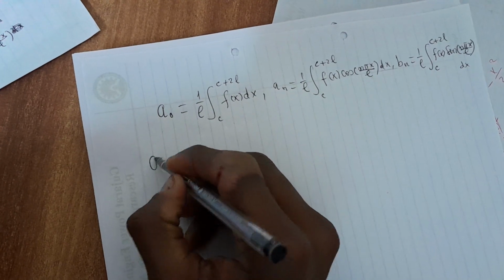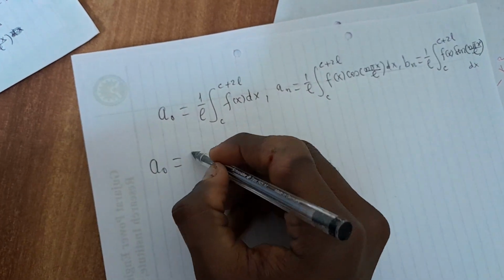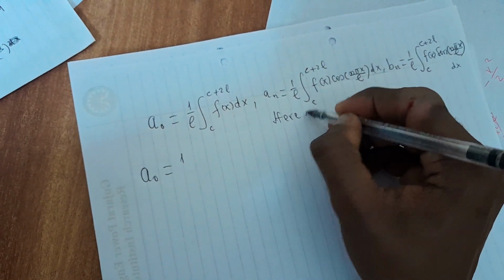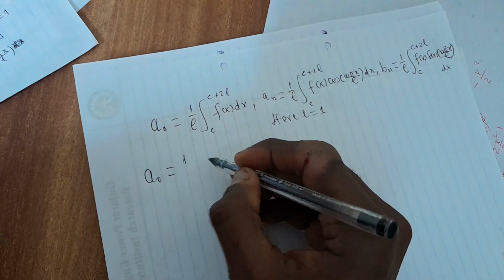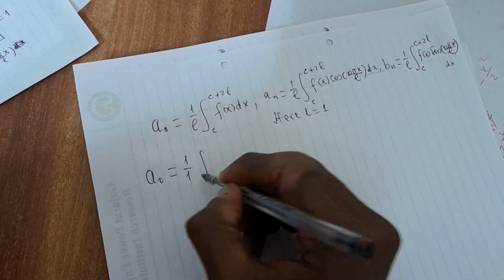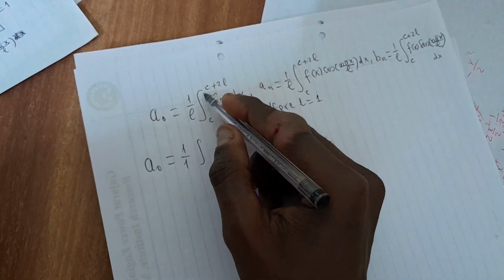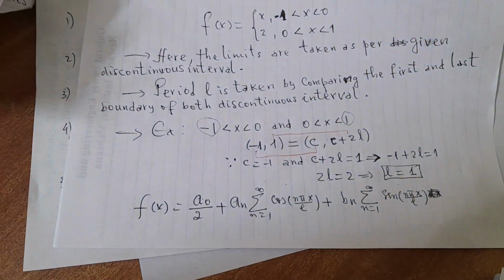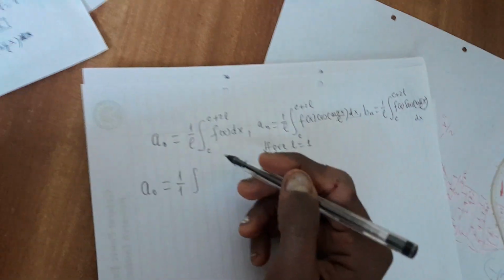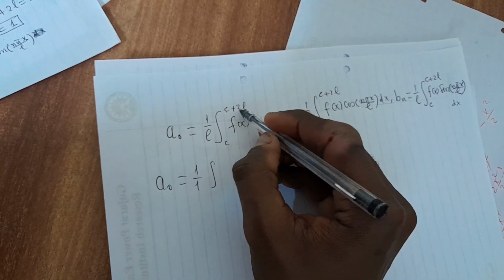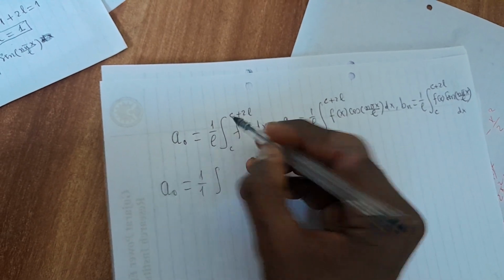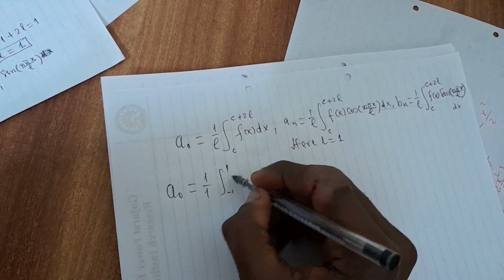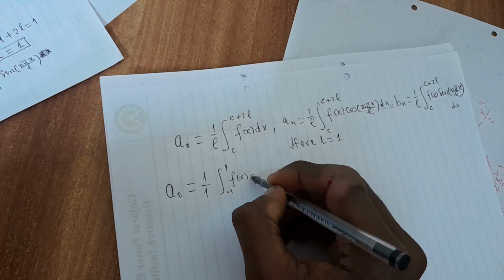Now we have to find A0. A0 will be 1 by L, and L here is 1. So in the period, just substitute 1. And C is minus 1. If you put minus 1 plus 2 times 1, it will be 1, so the limits are from minus 1 to 1. And here, what will be f of x? Just keep it like this.